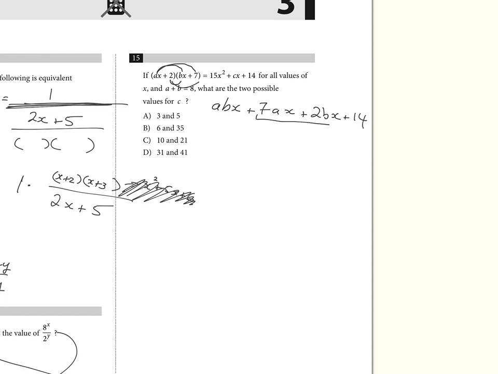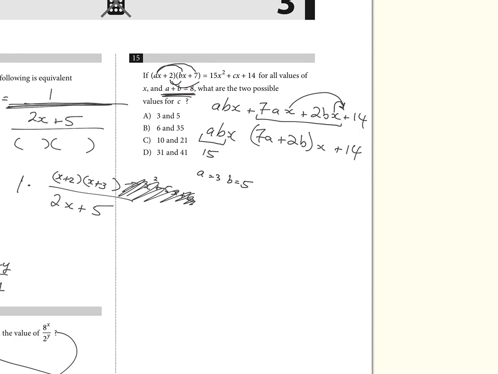And we're going to combine these together. We have 7ax's and 2bx's. That means we have 7a plus 2b x's. Another way to think about it is to factor that x out, like that. And that's the x right here. And then we got our plus 14, and we have our abx. But the abx from above is 15. And we're told that a plus b is 8. That means that a has got to equal 3 and b has got to equal 5, because then they'll multiply to this 15, and they will add to this 8 right there.